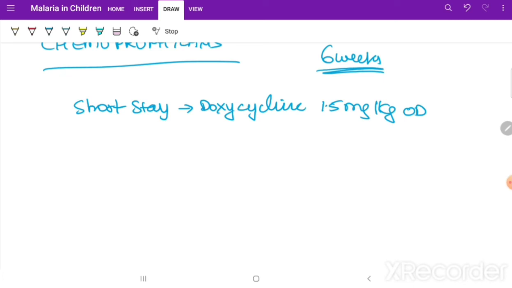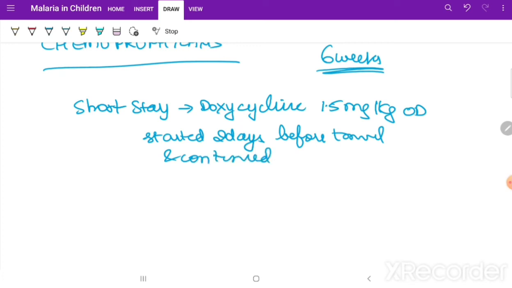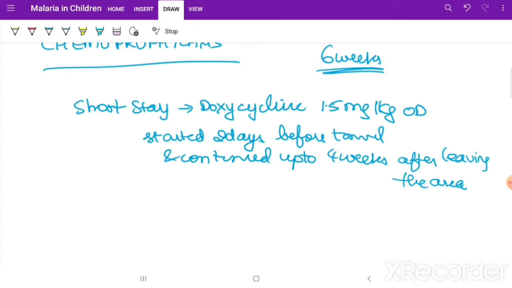Every day OD. Okay, and it is started 2 days before travel, and continued up to when? Continued up to 4 weeks after the travel, after leaving the area. After leaving the area, you will continue it for 4 weeks. So in total you are giving for -2 days to +4 weeks. Between this, he is going and coming to the area.